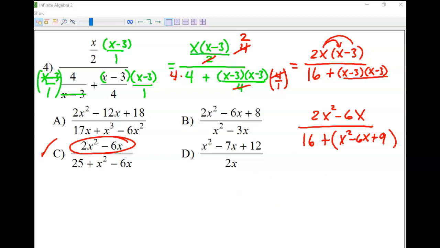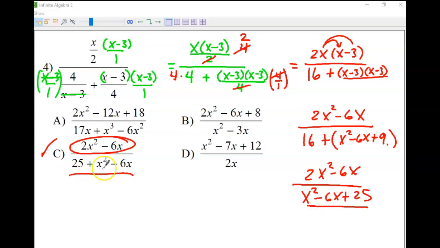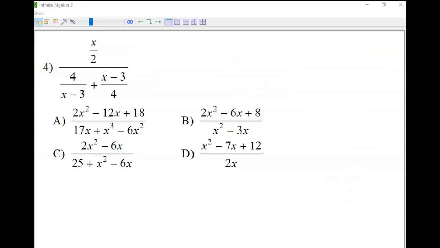And then we have 16 and 9, which makes 25. And there it is. Theirs are in a little bit of a different order than mine, but it doesn't matter. It's still got a positive x squared, a negative 6x, and a positive 25. So we're good to go. All right.